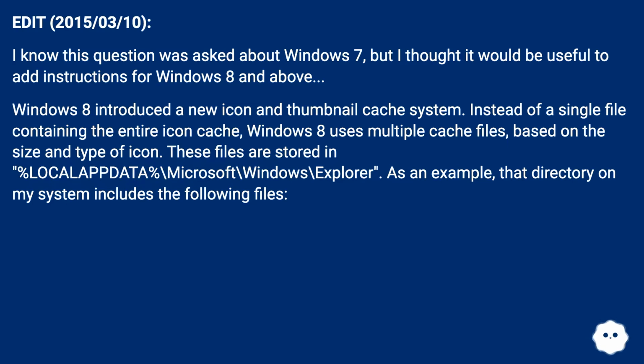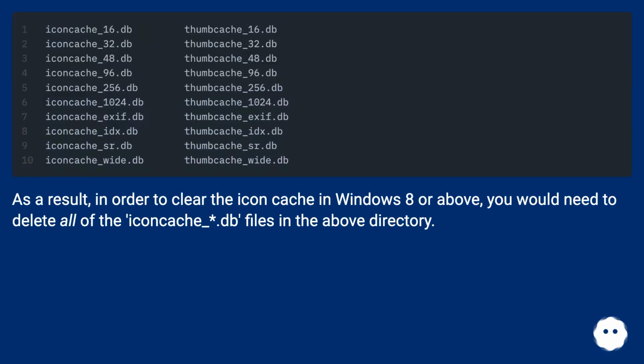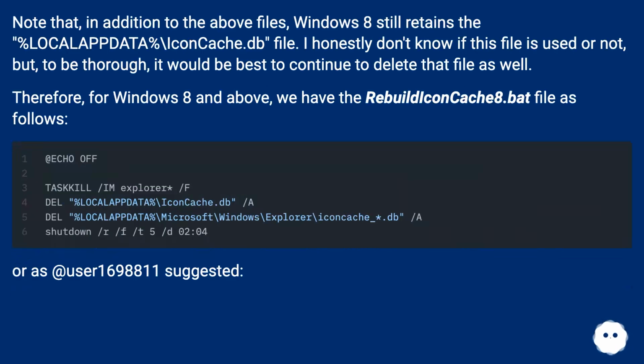%localappdata%\Microsoft\Windows\Explorer. As an example, the directory on my system includes the following files. As a result, in order to clear the icon cache in Windows 8 or above, you would need to delete all of the iconcache_*.db files in the above directory. Note that, in addition to the above files, Windows 8 still retains the %localappdata%\iconcache.db file. I honestly don't know if this file is used or not, but, to be thorough, it would be best to continue to delete that file as well.